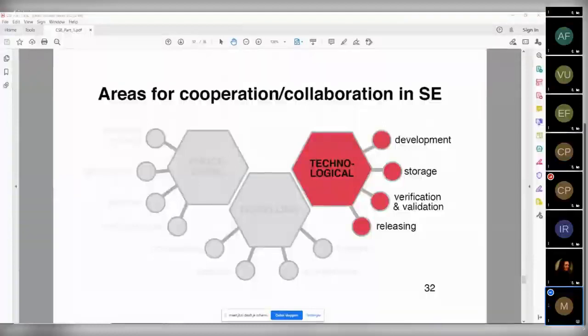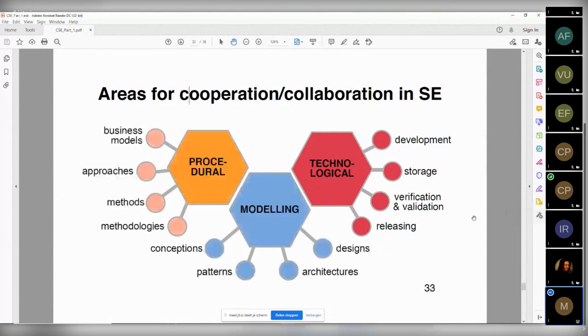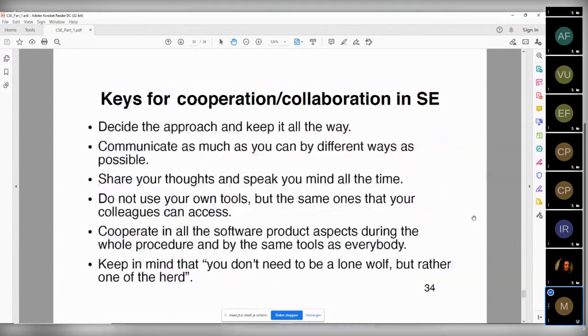I try to put the slide on myself here, and I think he talked about those 4 areas of cooperation, and about these keys for cooperation and collaboration. Decide the approach and keep it all the way. Communicate as much as you can by different ways as possible. Share your thoughts and speak your mind all the time. Do not use your own tools, but the same ones that your colleagues can access. Cooperate in all the software product aspects during the whole procedure, and by the same tools as everybody.